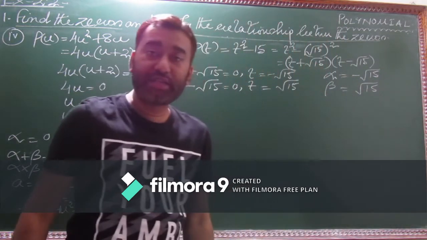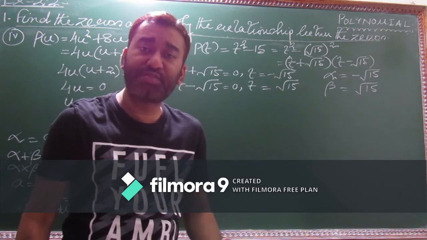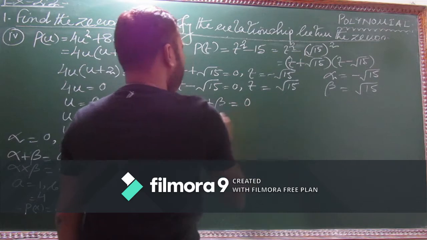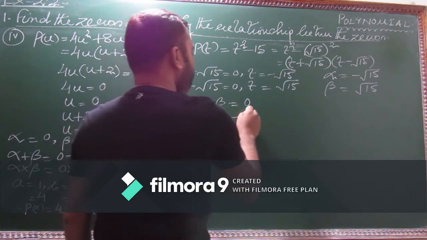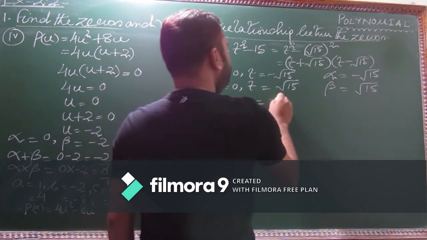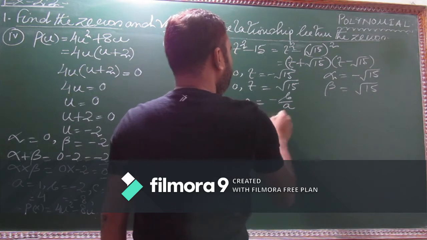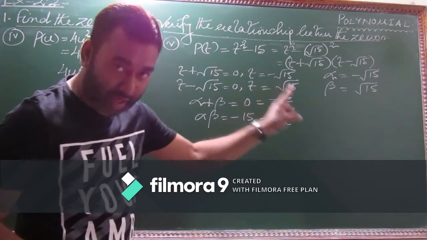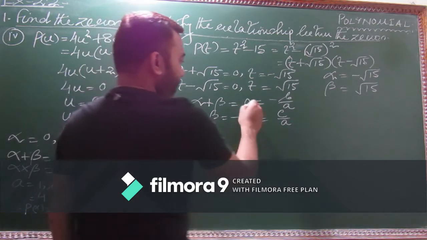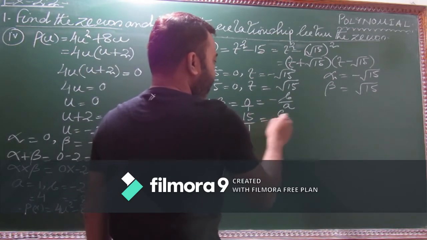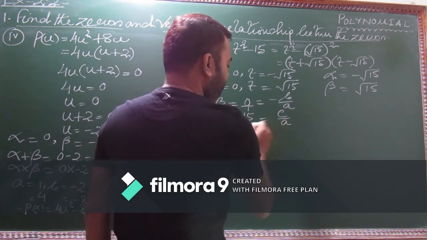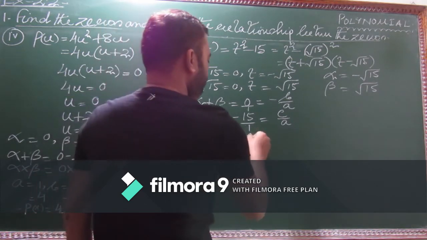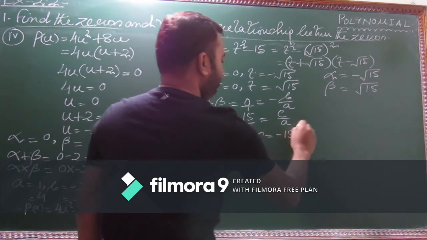What I need to find first? First I need to find alpha plus beta. Now alpha plus beta is equal to 0. Alpha into beta is equal to minus 15. Alpha plus beta is minus b by a. Alpha into beta is equal to c by a. Now nothing is there means 1. I always told you, if I divide this by 1, it will remain the same. So a is equal to 1, b is equal to 0, c is equal to minus 15.